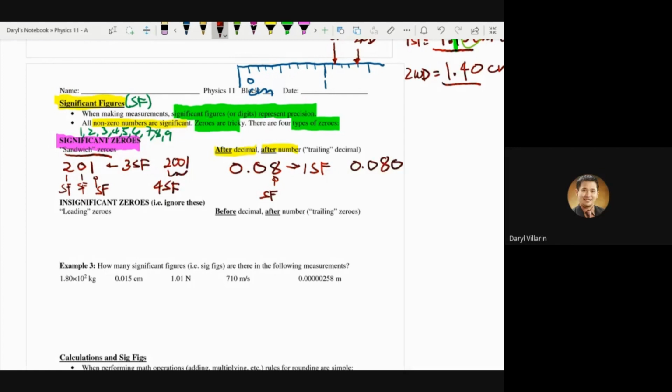If we have another example, 0.080, maybe some of you will wonder why bother placing the 0 after the 8? Well, the zeros in front are insignificant, but the zero after the non-zero number is significant. So in this particular case, you have 2 significant figures.